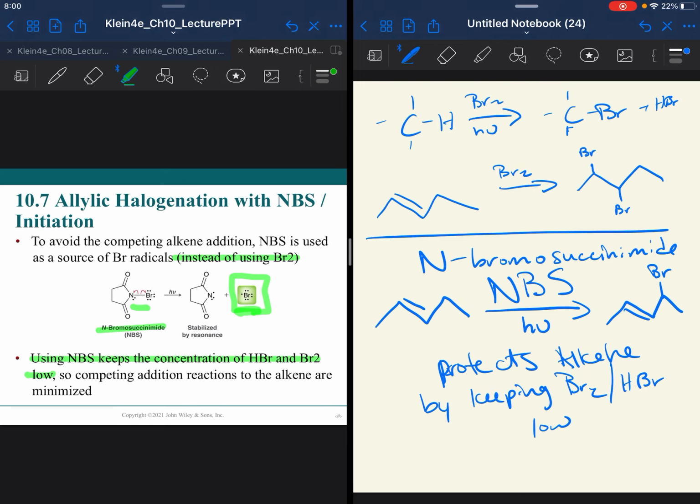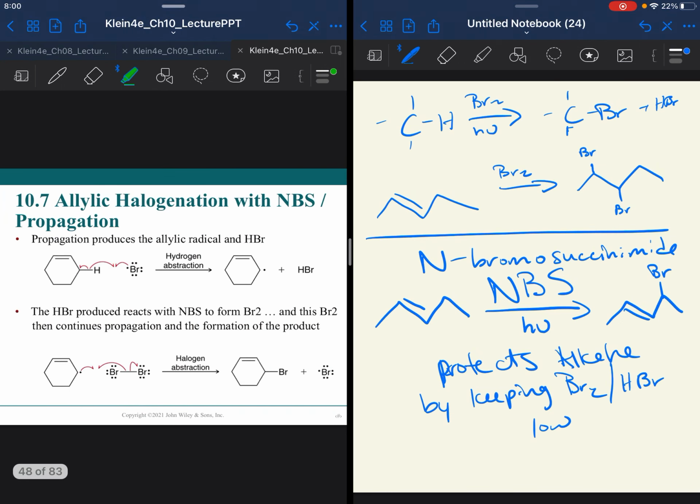Now, once the bromine radical is formed, it goes into the propagation steps, right? You have the hydrogen abstraction. You make the carbon radical. The carbon radical performs the halogen abstraction, right? Picking up the bromine. And this propagates the reaction even further because you are left with a bromine radical, which can react with another molecule of your organic compound, and it can keep itself going. So you are going to make some HBr in situ, and you will make some Br2 in situ.